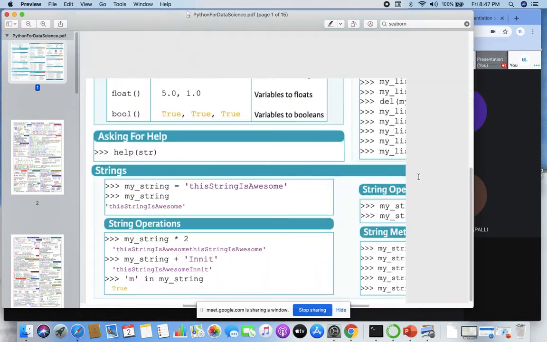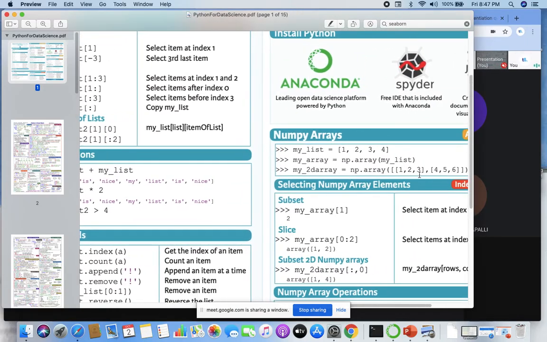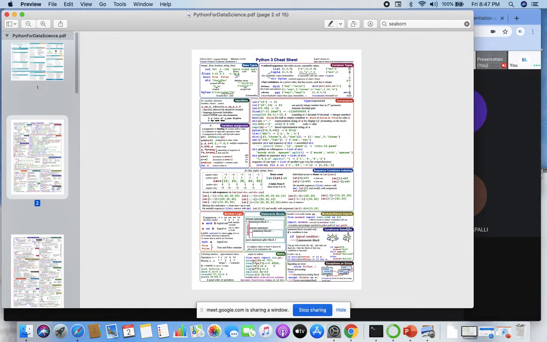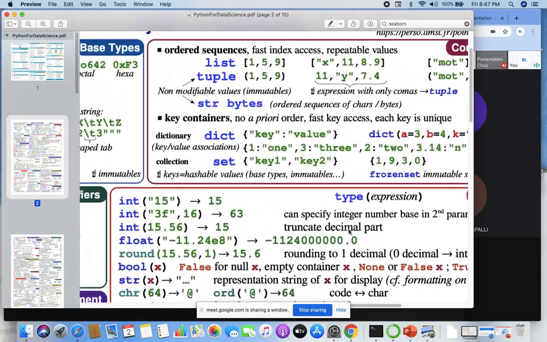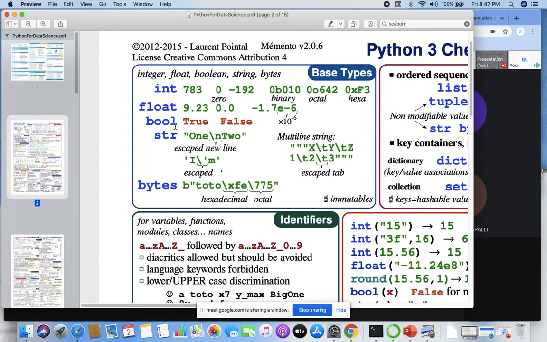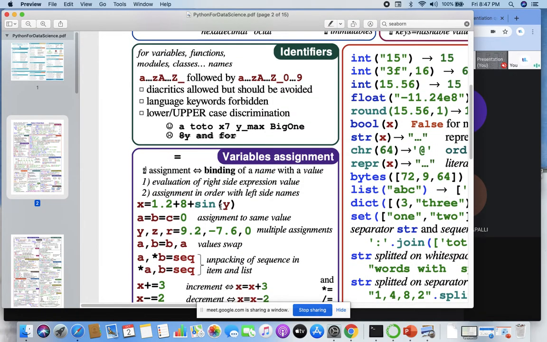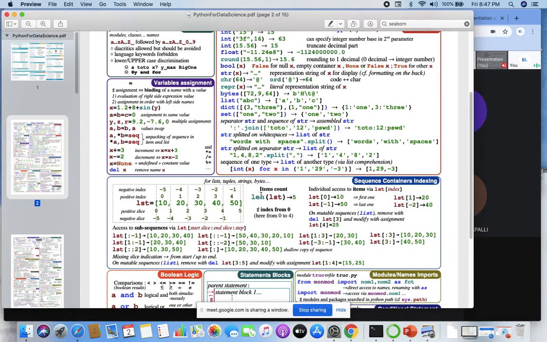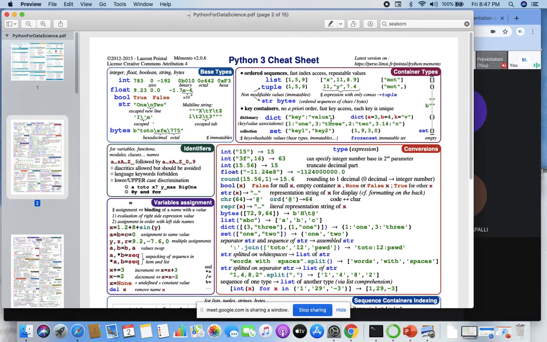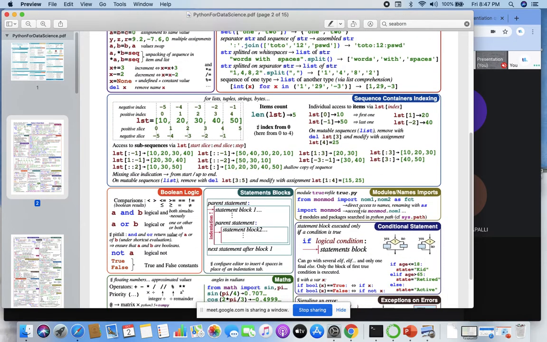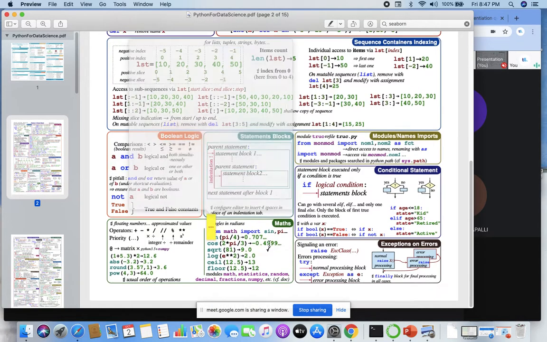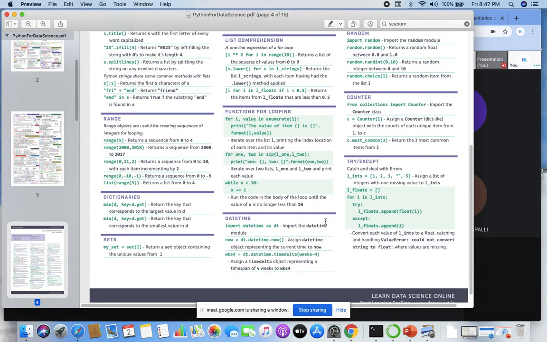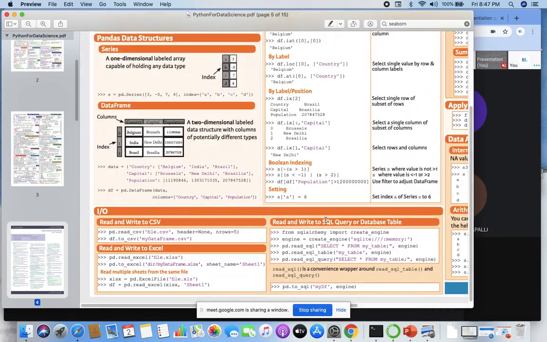Then string methods, string functions, then coming to NumPy arrays, what are those things in very small form, right? NumPy, okay? Then a lot more is there for Python itself, right? To understand what is integer, what is float in detail, what are identifiers, what are variable assignments, okay? How we say index, positive index, negative index, slicings and all. And then you can go with the conversions, container types, sequence, statements, Boolean logic, how it follows up, okay?